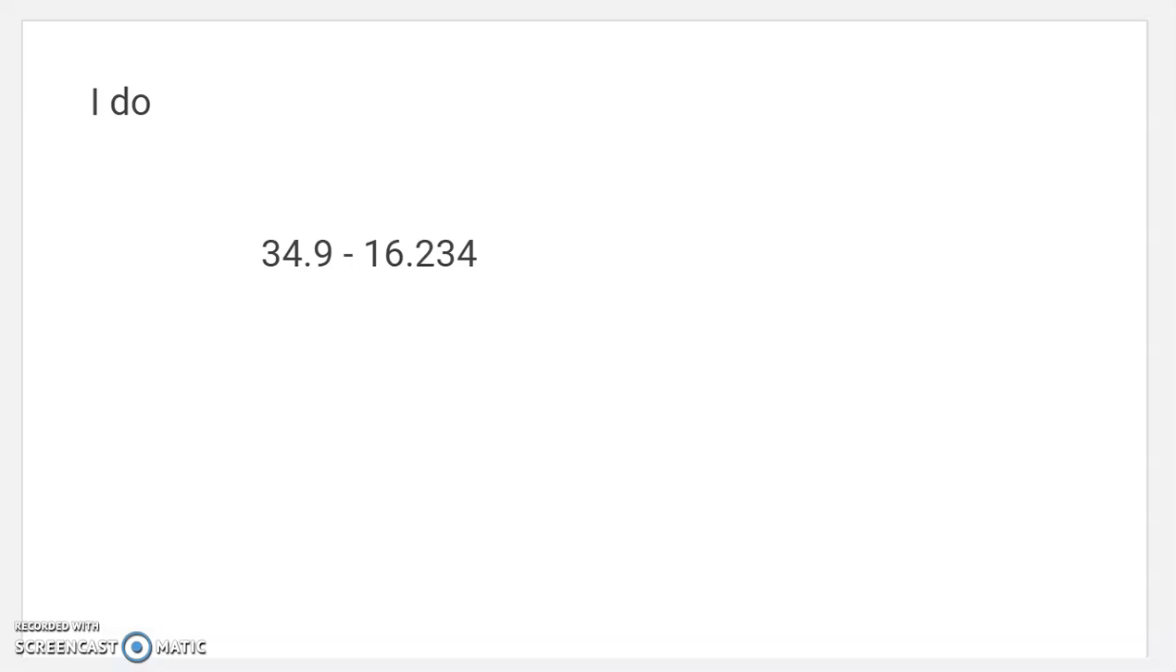So what if we flip that, and sometimes the top number is going to have fewer digits than the bottom number. When I do my lining up, I'm going to get something that looks like this: 34 and 9 tenths minus 16 and 234 thousandths. And I've lined everything up correctly: tens, ones, decimal, tenths. When the bottom number has more digits than the top, this is where you can get into trouble. The temptation is to say, okay, all we did last time was just do that. That's not what you do here. You can't just do that, and here's why not.